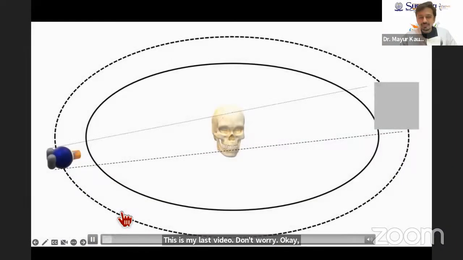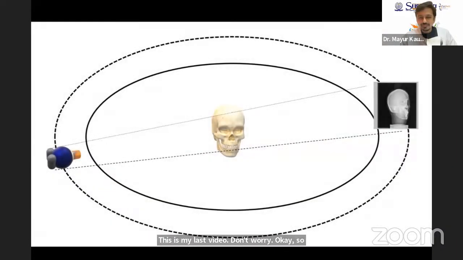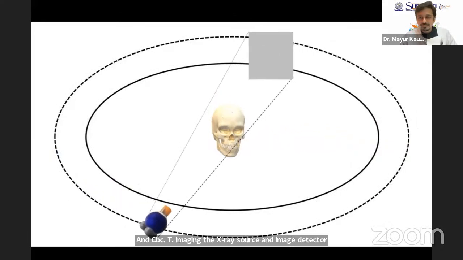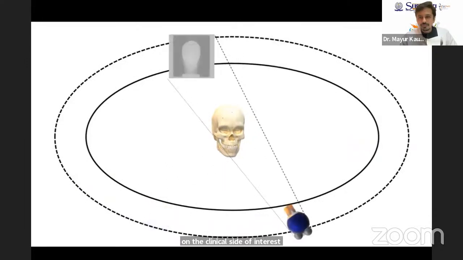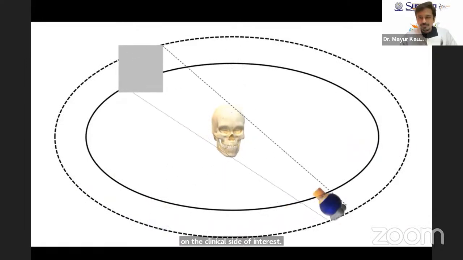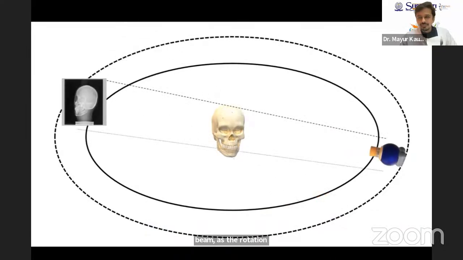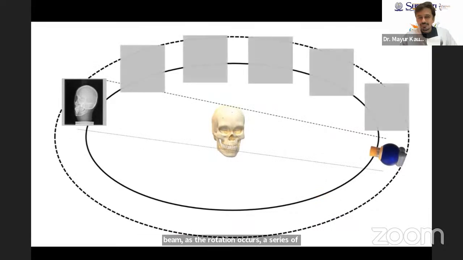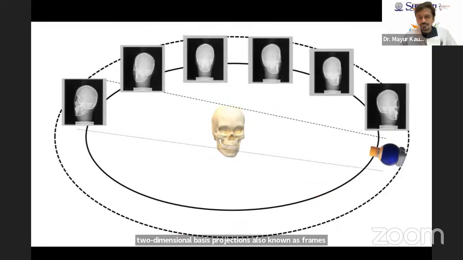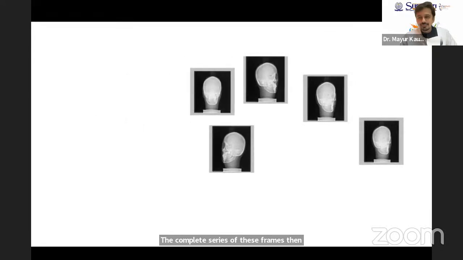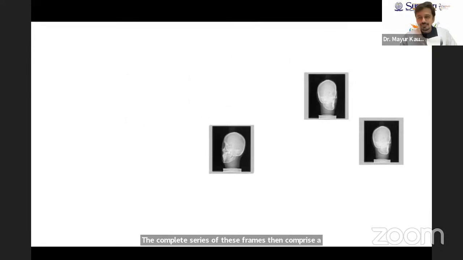In CBCT imaging, the X-ray source and image detector rotate 360 degrees around the patient's head. Depending on the clinical site of interest, a region of the patient's head is exposed to the X-ray beam. As the rotation occurs, a series of two-dimensional basis projections, also known as frames, is captured by the image detector. The complete series of these frames then comprise a three-dimensional anatomic volume. As seen in this video, the region is the whole head.